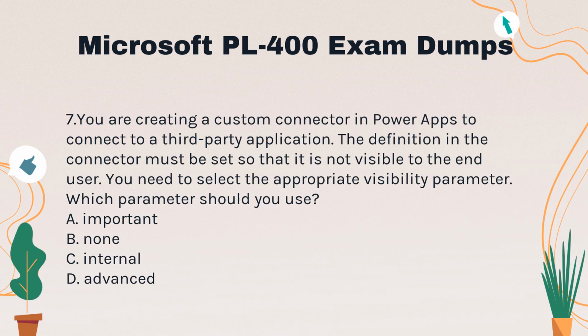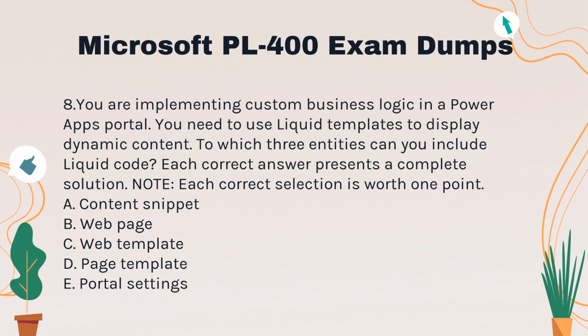7. You are creating a custom connector in Power Apps to connect to a third-party application. The definition in the connector must be set so that it is not visible to the end user. You need to select the appropriate visibility parameter. Which parameter should you use? A. Important. B. None. C. Internal. D. Advanced.